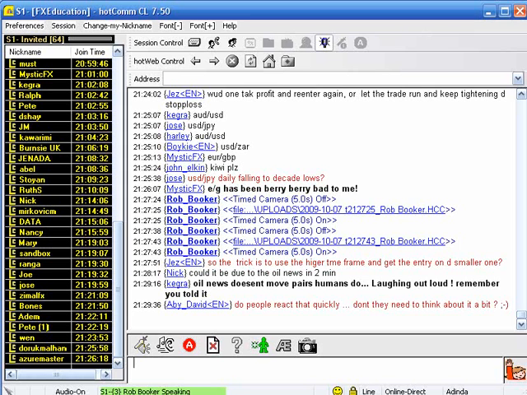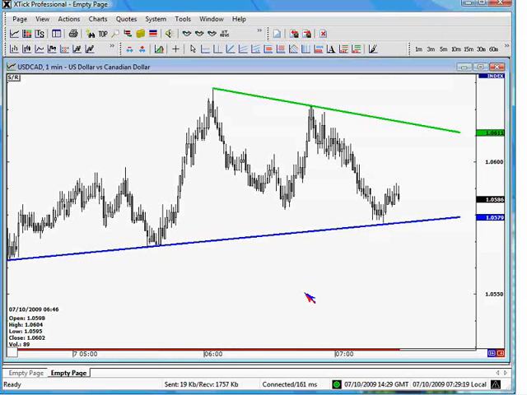AB says, do people react that quickly? Don't they need to think about it a bit? Well, AB, most people don't think about anything a bit. So absolutely not. So here we're just waiting.